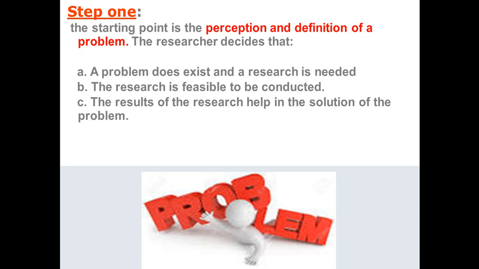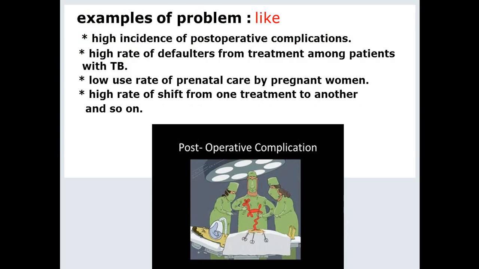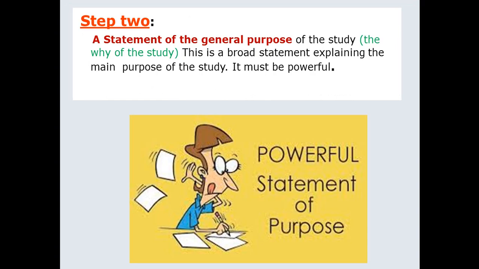So we might find a problem for this death and mortality in the neonatal unit. Examples of problems are like high incidence of post-operative complications, or high rate of defaulters from treatment among patients with TB, or a low use rate of perinatal care by pregnant women, or high rate of shift from one treatment to another, and so on. These are examples of problems which need to be solved.